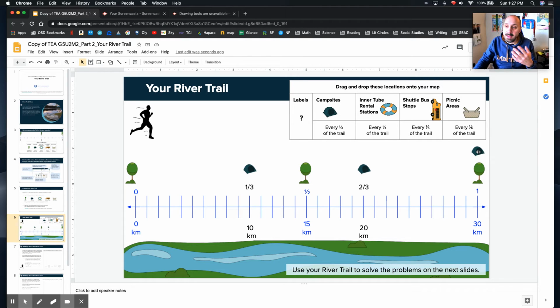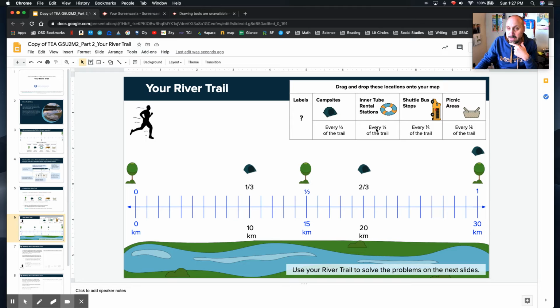So if you did that, fine. If not, it's okay too. So technically, we would have another campsite at the end, but again, we would have an inner tube rental station, shuttle bus stop, and a picnic area all at the end here. It would take up the whole thing. So that's the clue to how many you're going to need on our trail, the denominator.